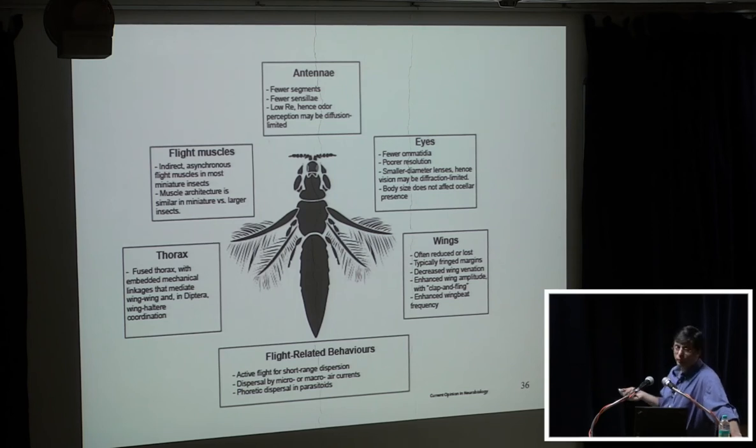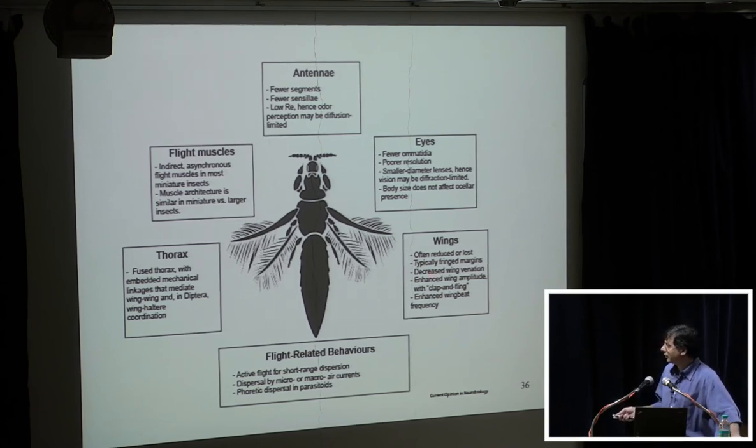Eyes, again, fewer ommatidia. The individual units of eyes cannot go smaller than a certain amount because they are limited by diffraction, okay? It is only so small you can make a lens before it begins to be useless. And so they are smaller diameter lenses, so they can only have fewer ones. That means they are not very well-resolved eyes. But they do have these other type of eyes called ocelli, which are fine.